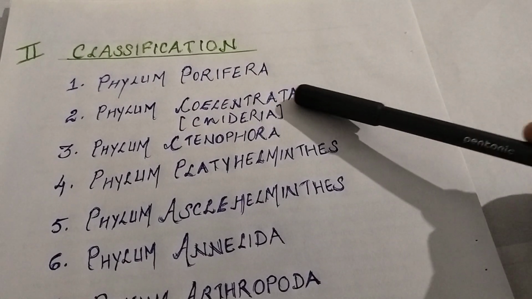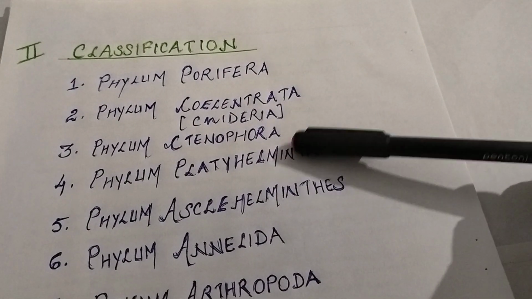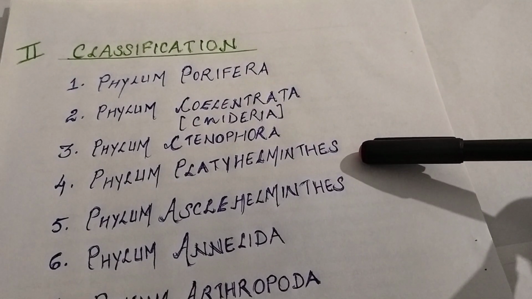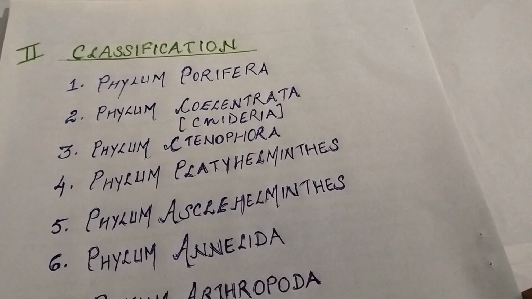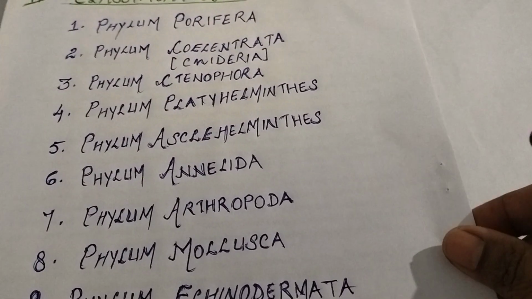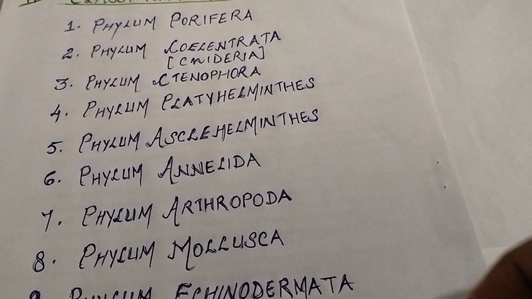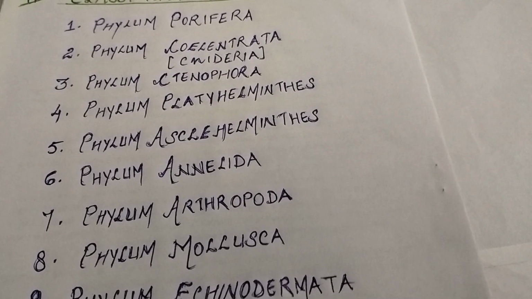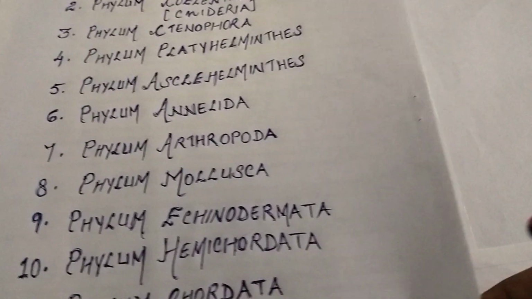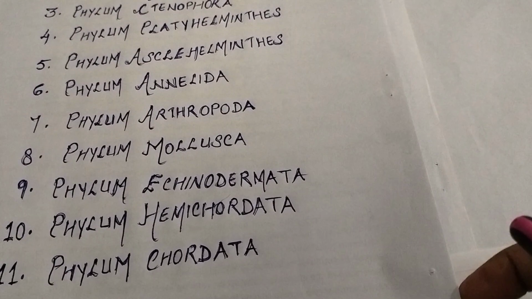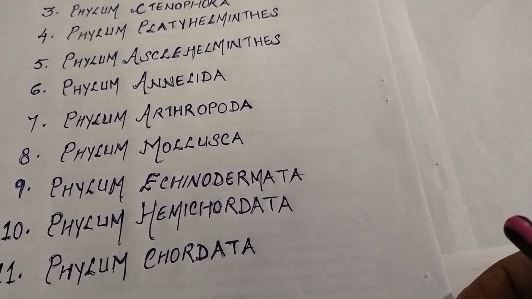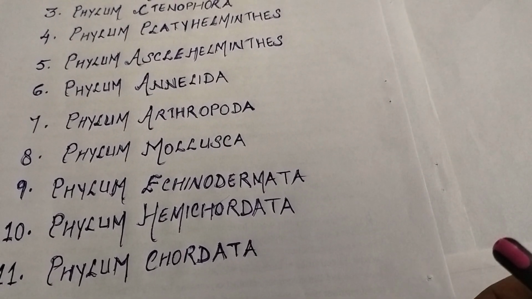Phylum Coelenterata, also known as Cnidaria. Phylum Ctenophora. Phylum Platyhelminthes. Aschelminthes. Annelida. Arthropoda. Mollusca. Echinodermata. Hemichordata and Phylum Chordata.